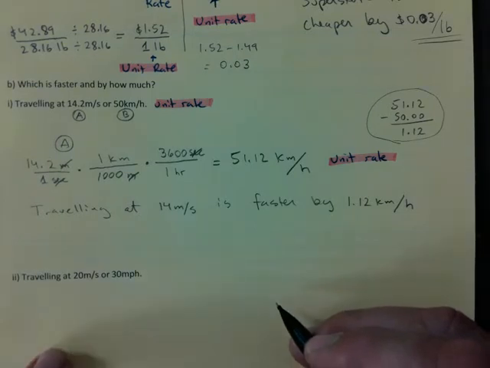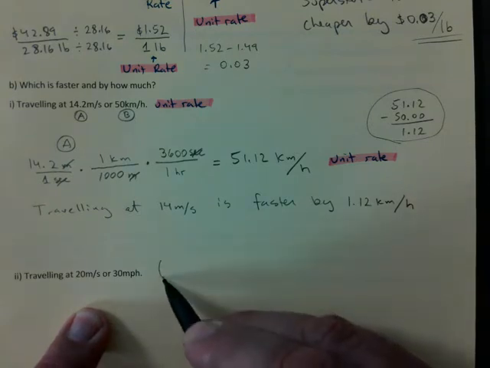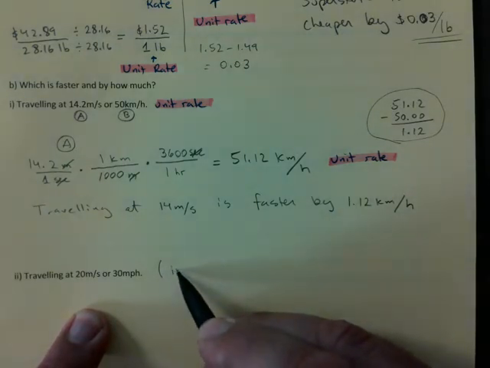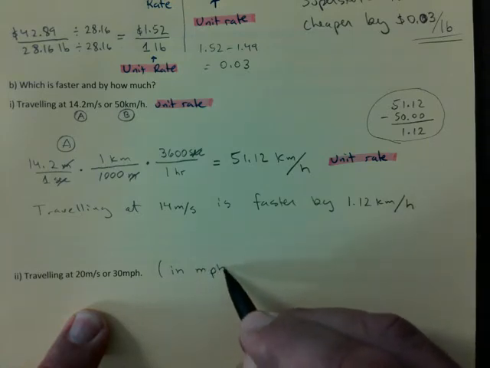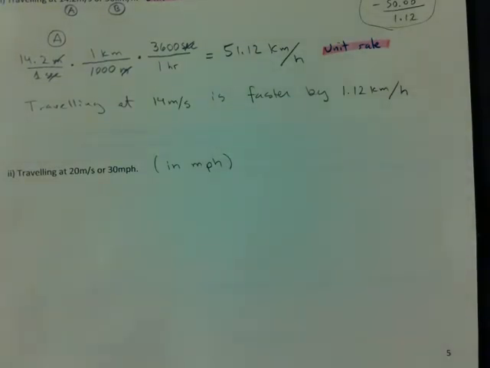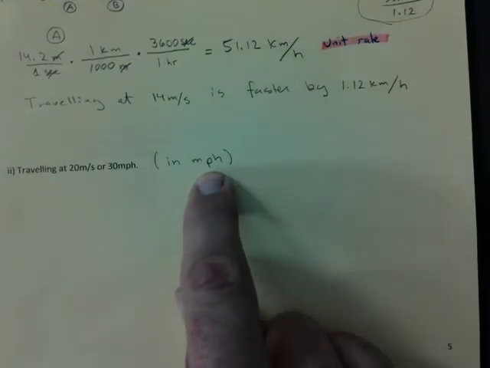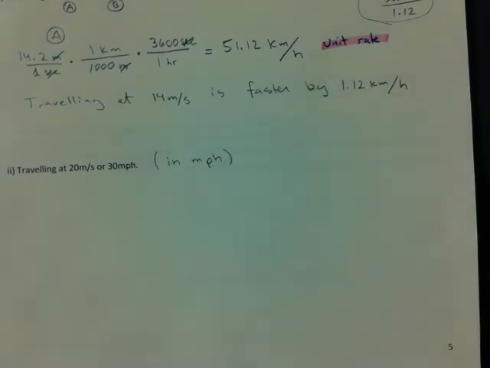How about you try one here so you don't fall asleep on me? In miles per hour. I'm going to ask you to figure out which one is faster and by how much in miles per hour. Okay. Let's take a little break here. You try that, and then we'll continue with our lesson.